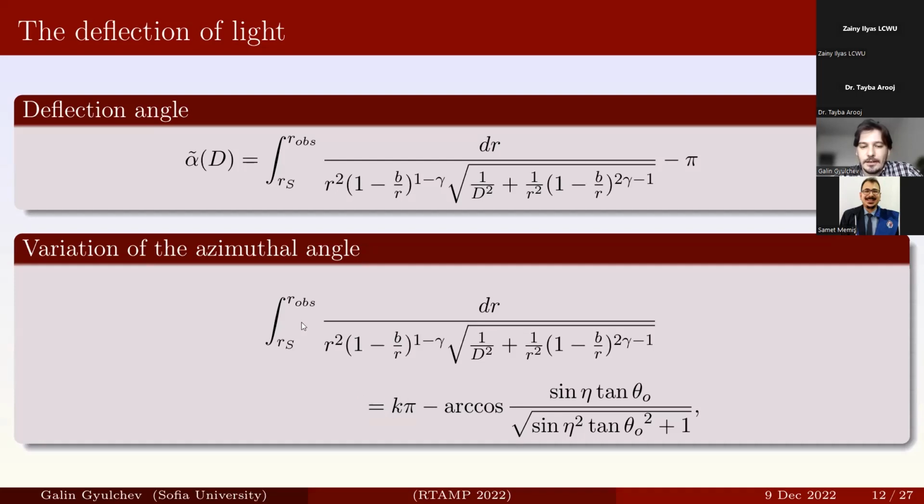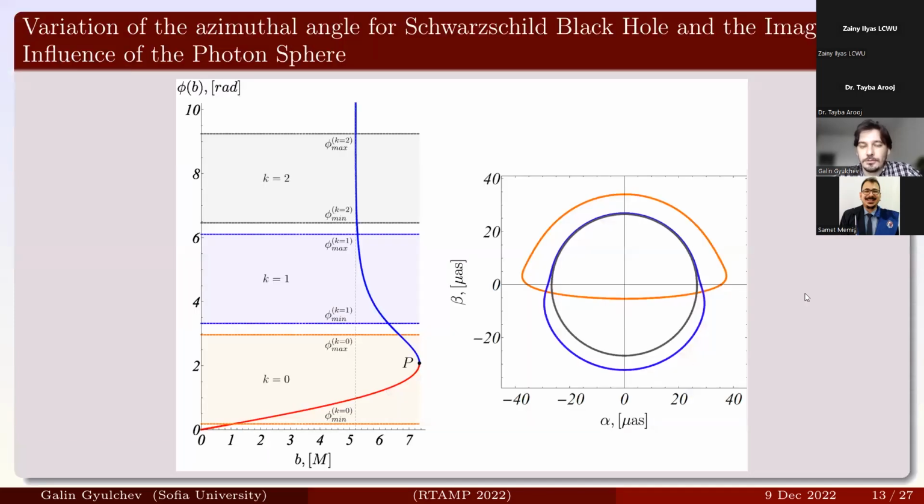Because of this, the behavior of the function of the deflection angle can be approximated with this k multiplied by pi, where k is an integer number, and the second term here represents the position of the observer. In other words, this equation can be called a lensing equation or the gravitational lens equation, and it can give all the information related with the images.